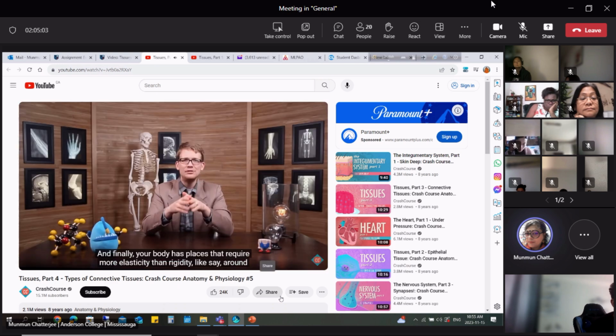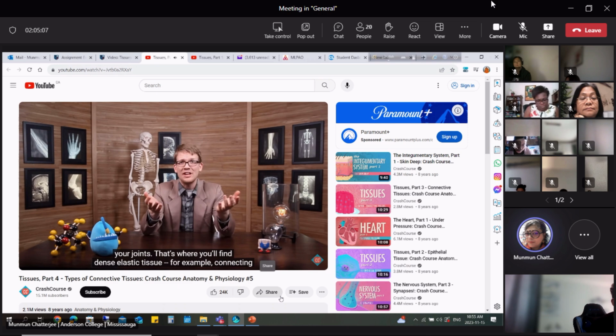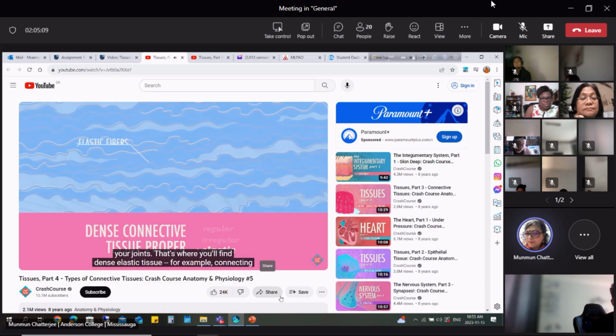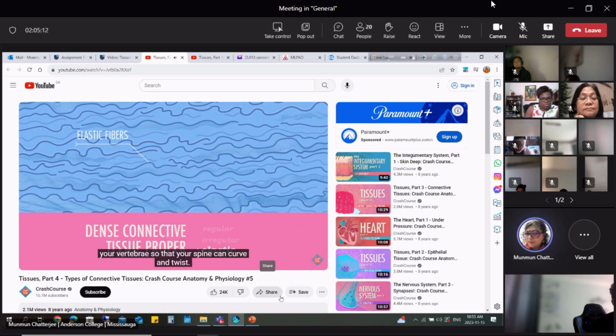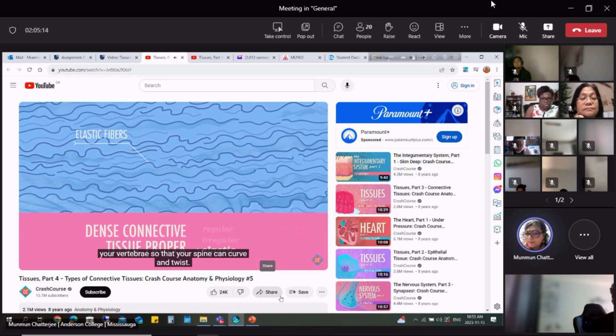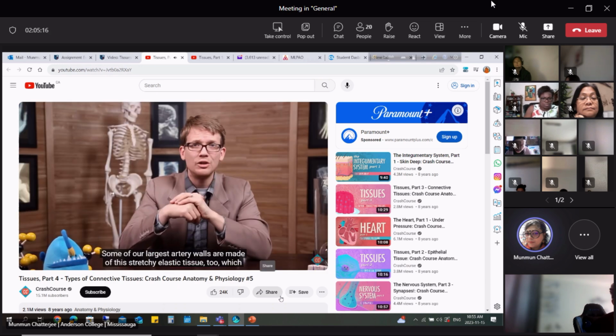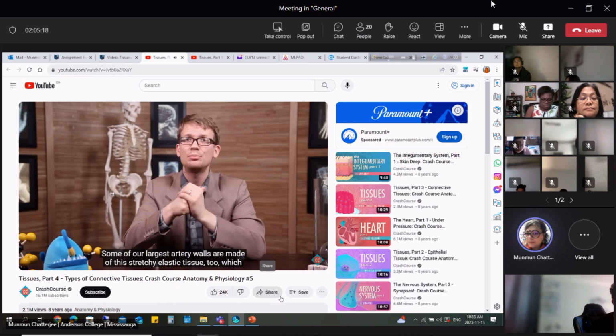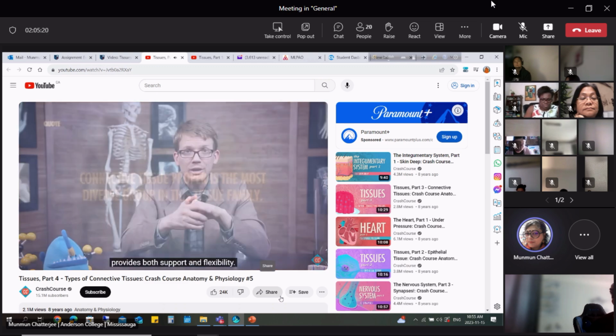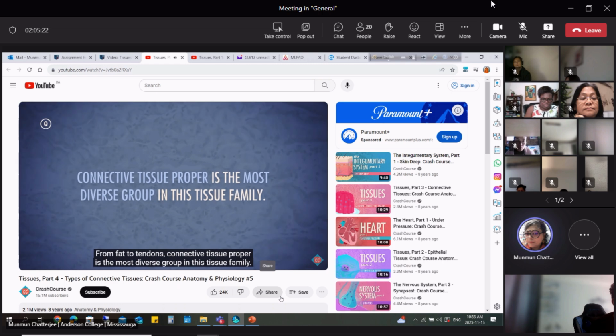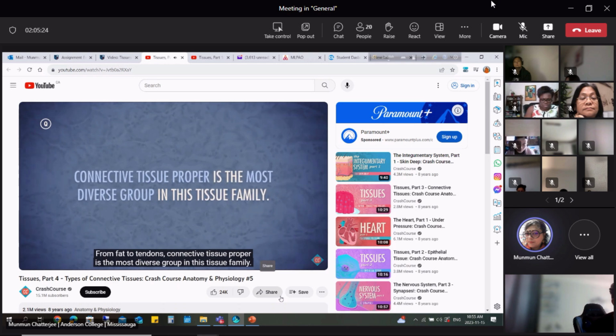And finally, your body has places that require more elasticity than rigidity, like say around your joints. That's where you'll find dense, elastic tissue. For example, connecting your vertebra so that your spine can curve and twist. Some of our largest artery walls are made of this stretchy, elastic tissue too, which provides both support and flexibility. From fat to tendons, connective tissue proper is the most diverse group in this tissue family.